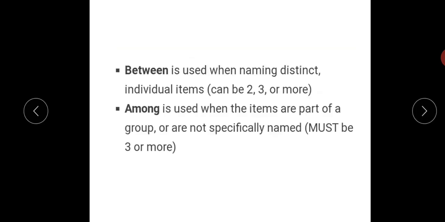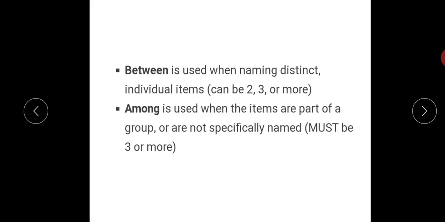Now the next one is between and among. Yes. Now what is the difference between these two prepositions, between and among? See, there is a common belief, or odd belief, I should say, that "between" should be used only when there are two elements, and "among" should be used when there are more than two elements, and it is often taught like this.